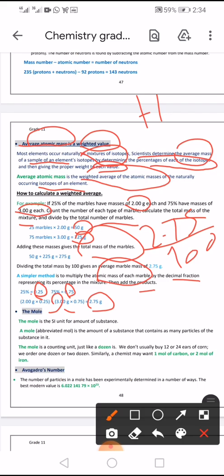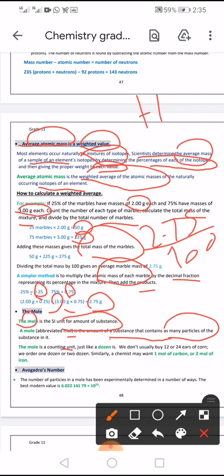The mole. What is meant by the mole? The mole is the SI unit for amount of substance, like meter or kilogram or gram. If you want to measure the amount of a substance or element, we use a unit called the mole. A mole is the amount of substance that contains as many particles as there are in it. The mole is a counting unit, just like a dozen.